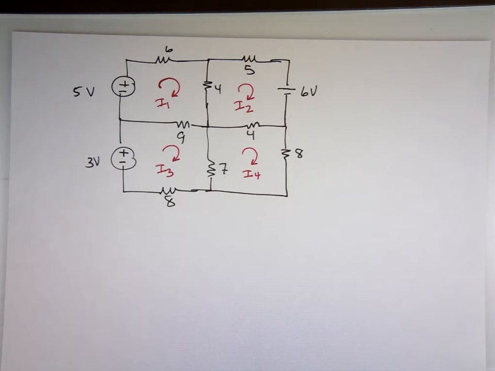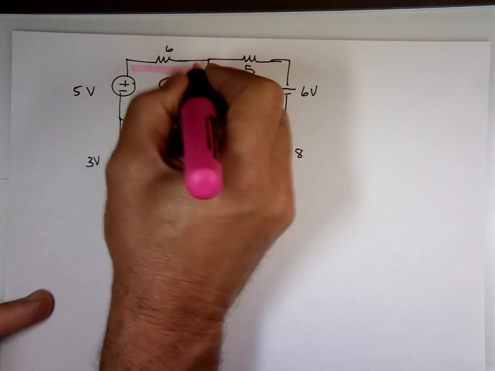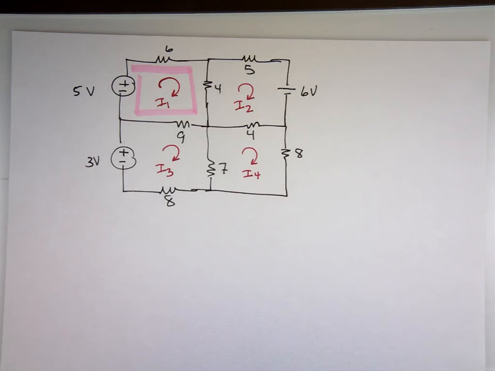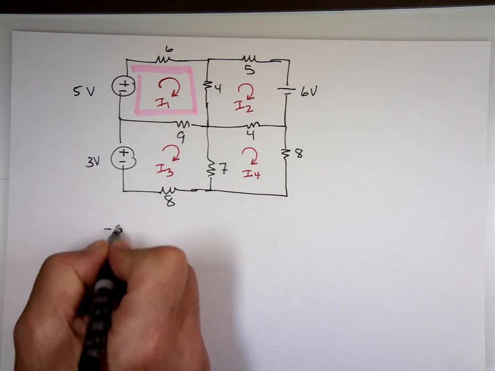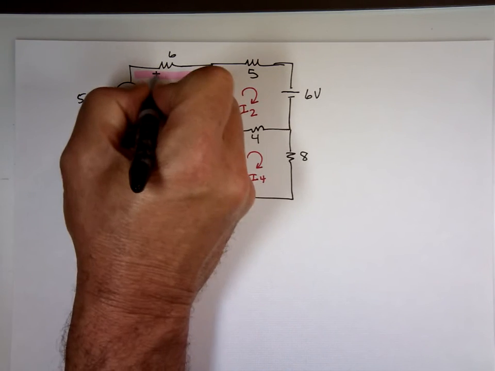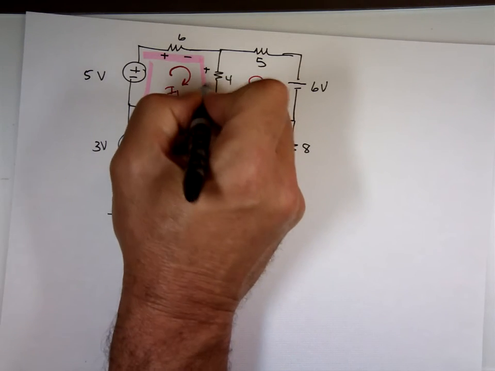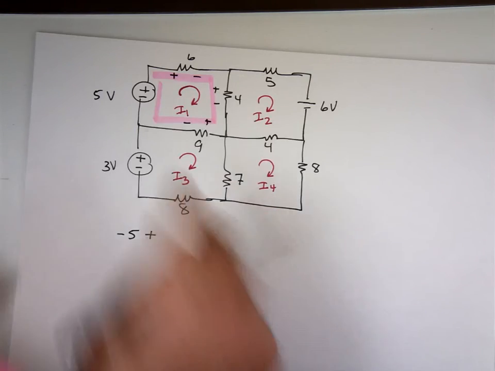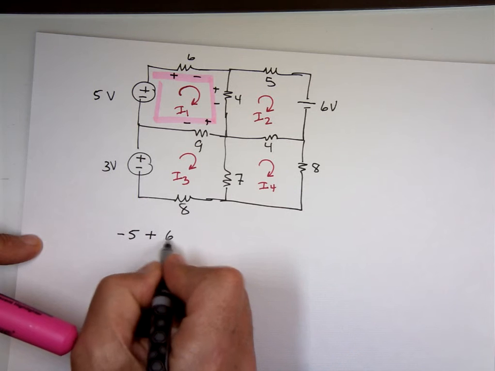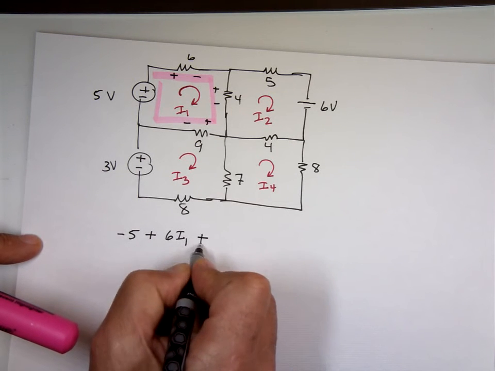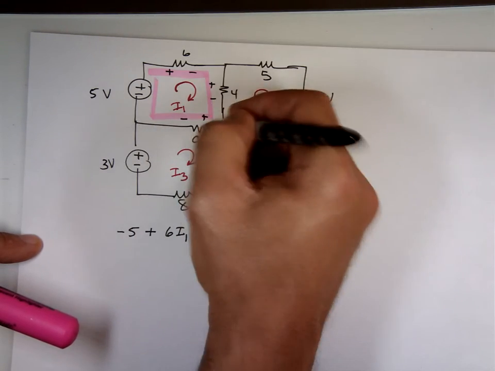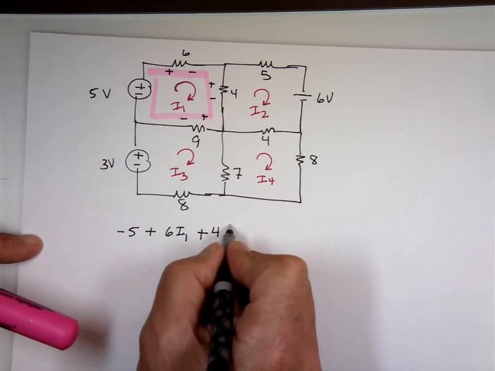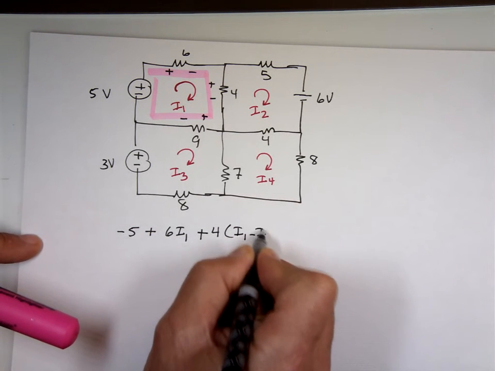You do a loop inside this. I'm traveling in that direction. So the first one, minus to plus is minus 5. Plus, going this way you mark it plus to minus, plus to minus, plus to minus. So that's plus 6 times I sub 1. Plus 4 times the current down, I'm going down. What's the current down? That's I sub 1 minus I sub 2. This is going down, this is coming up.